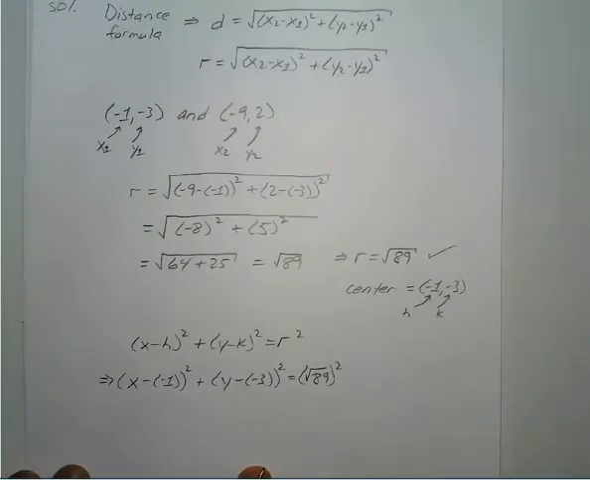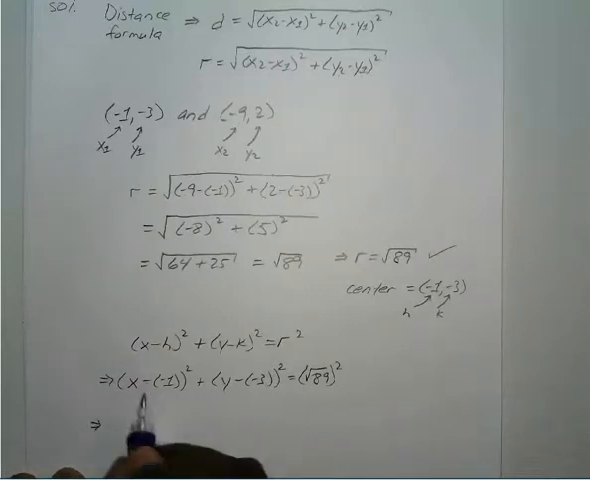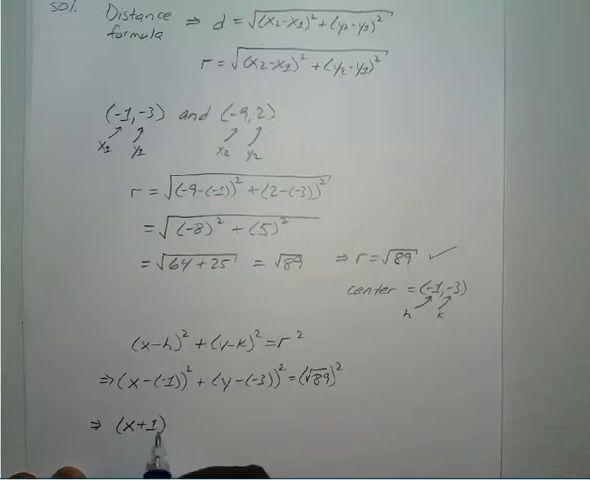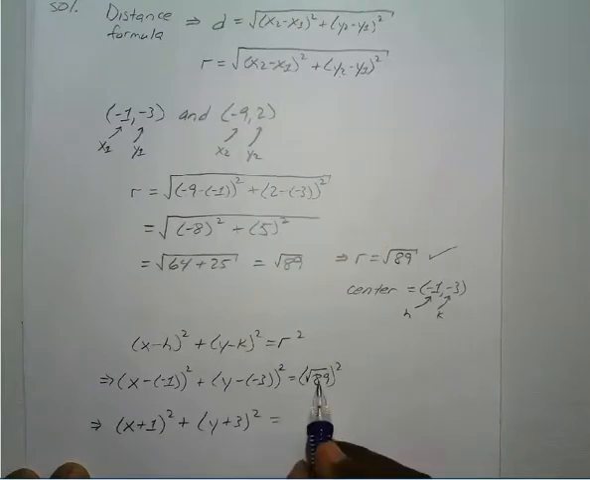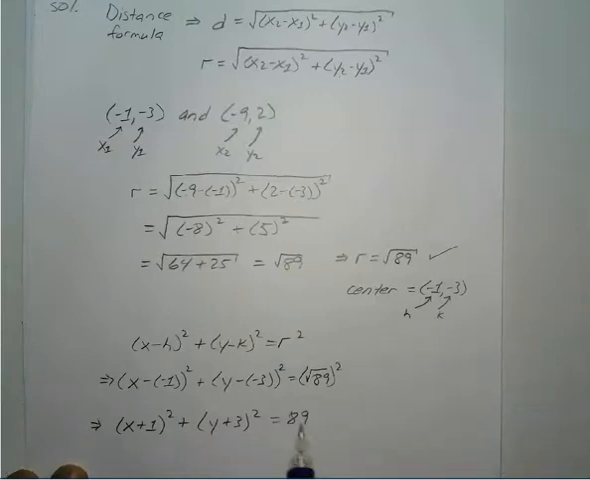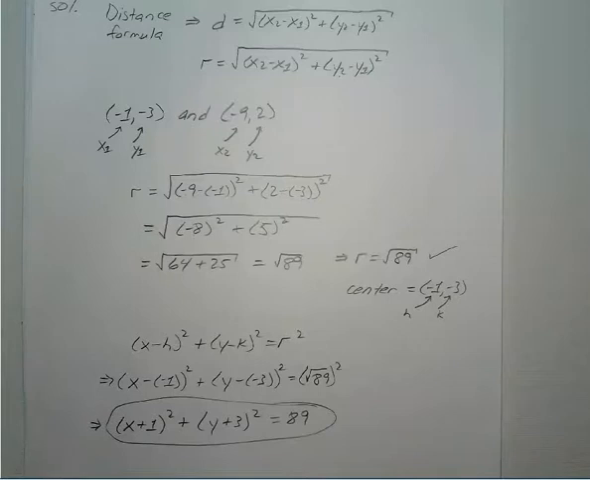Okay, so right now we just have to go ahead and simplify those. So minus negative, that's plus, so that's x plus 1 squared plus, you have a minus negative, so that's plus, so y plus 3 squared. Square root of 89 squared is 89. Okay, so that's your formula with the center at -1, -3 that passes through the point -9, 2.